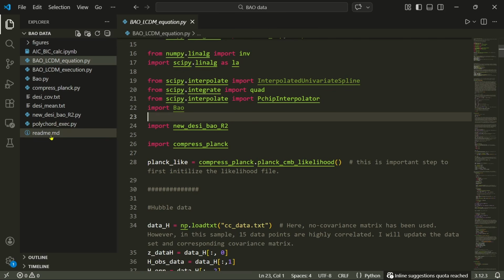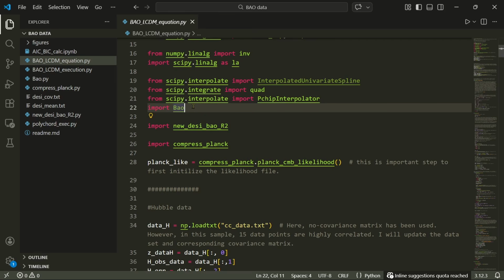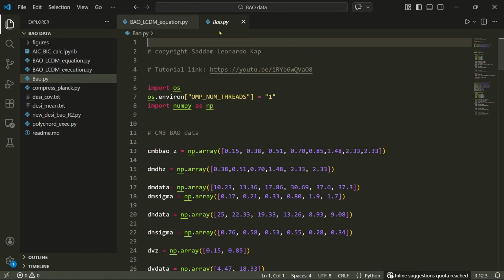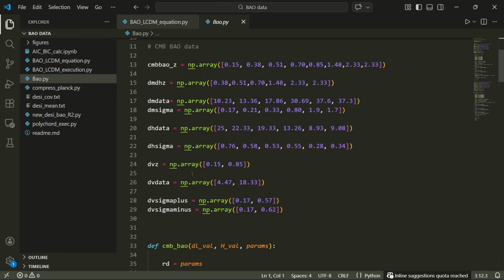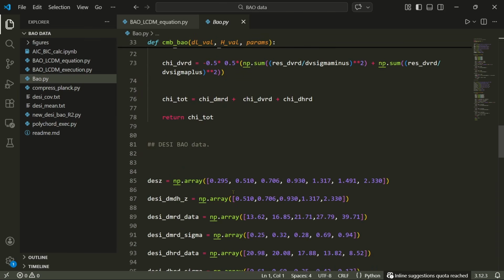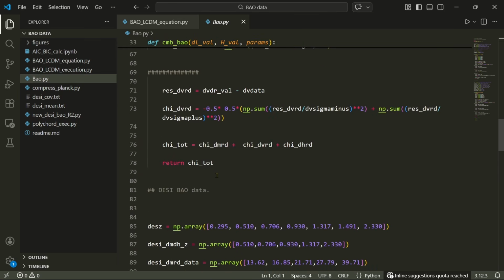That's why I have made a few different files. And how can I integrate everything? I can simply import it. Import BAO. Now here you can import a file which is ending with .py. That is what you can import, right? So you can see, if you just press control and click BAO, you can directly open the bao.py. Here I have given all the data sets, all the errors, and how you can calculate the likelihood for it.